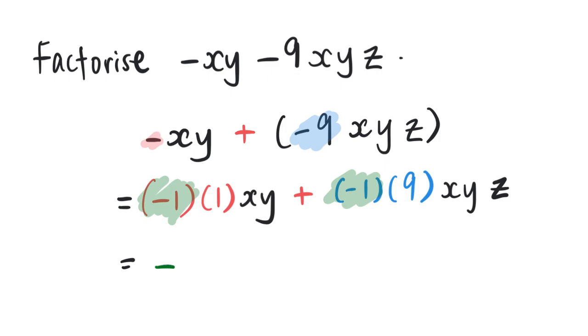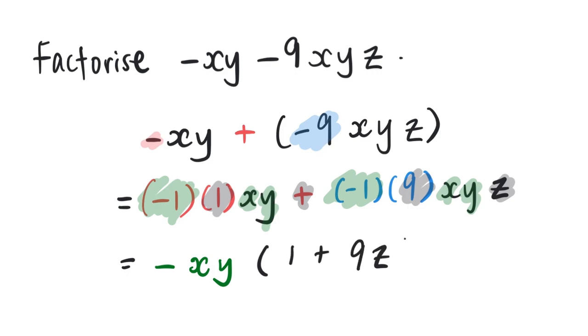Negative 1, I will write it as a negative sign. It is understood as negative 1. My x and my y. And I'm left with 1 plus 9z. And we have successfully factorized this expression.